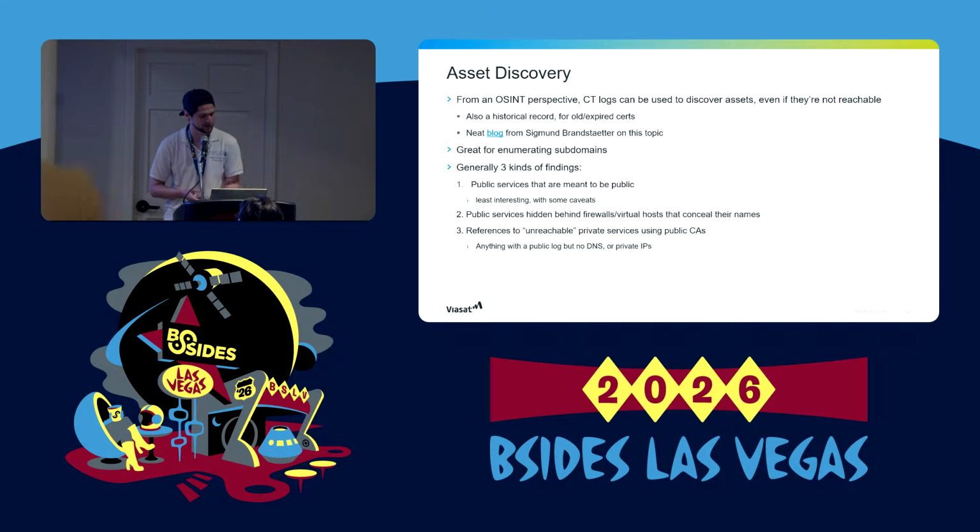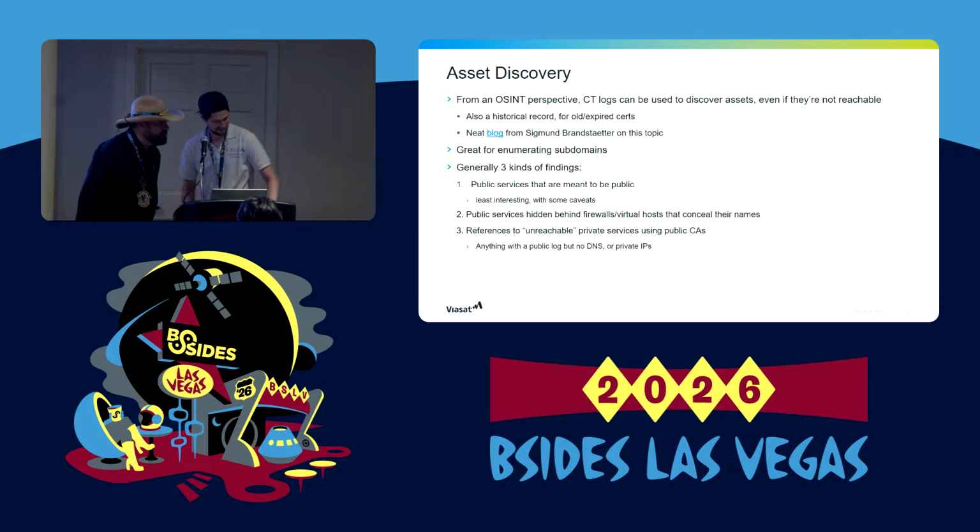Number 3, references to unreachable private services using public CAs. This is the most interesting area, and this is what I want to spend a bunch of time on, but I think we have a quick intermission. Yeah, a bunch of time in just a little bit.